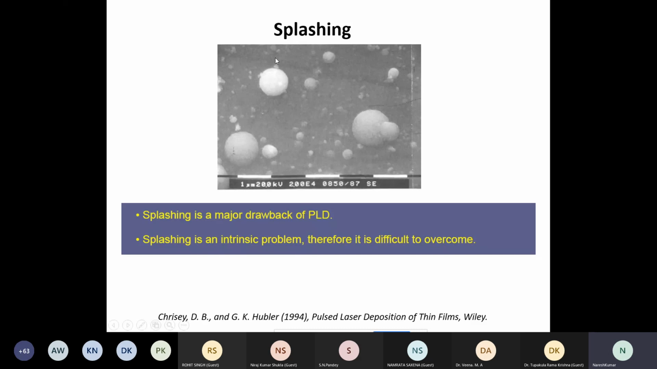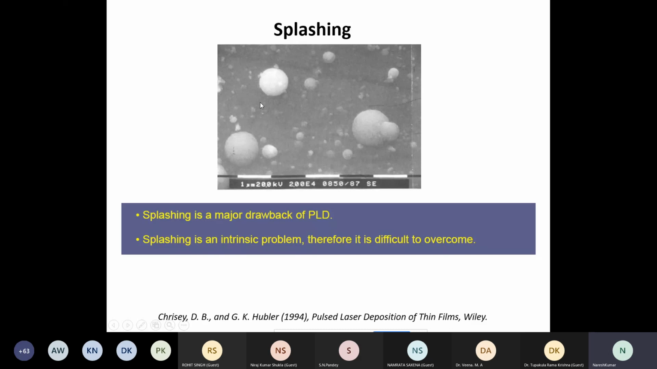It's a SEM, scanning electron micrograph of the thin film. We are getting particles of almost micron size. So these are the particles. On the surface, I'm getting very big particles. And since it is an intrinsic problem in PLD, because my energy is absorbed quickly, so sometimes from the surface, there are various reasons for it. So it's a kind of intrinsic issue. So yes, it is there in the PLD.